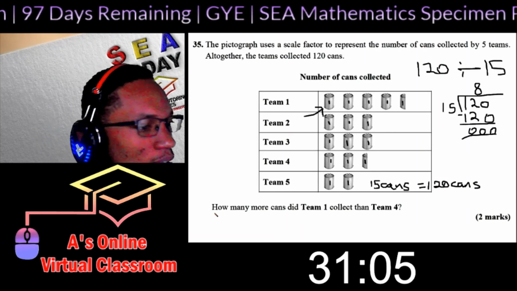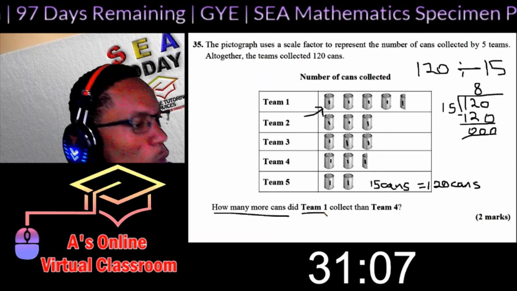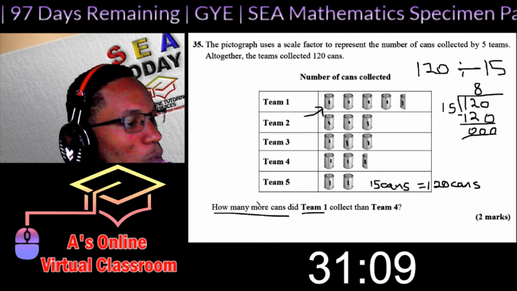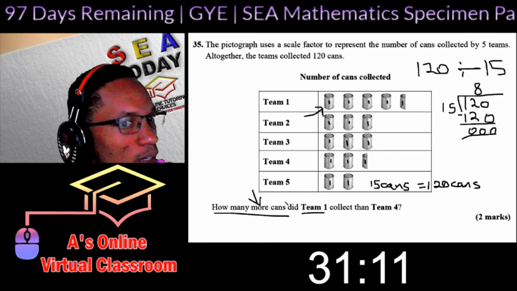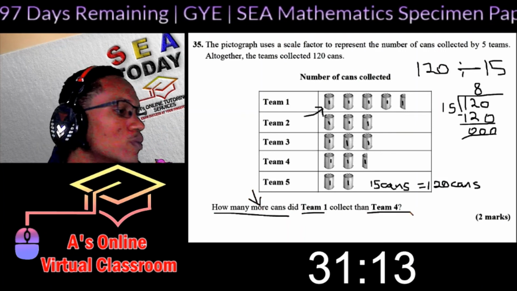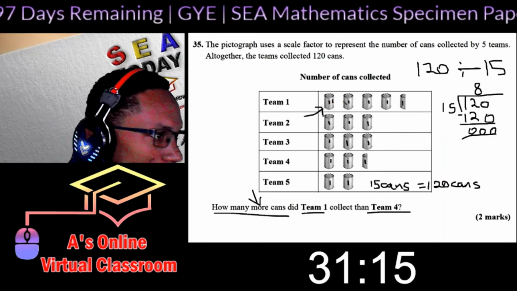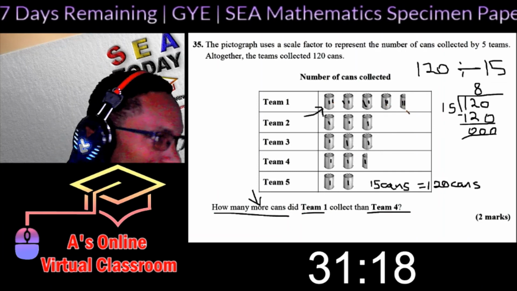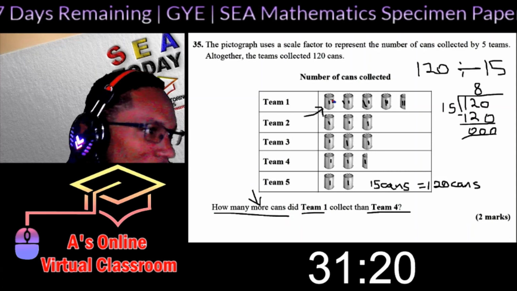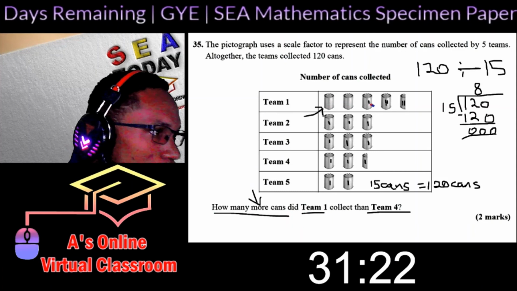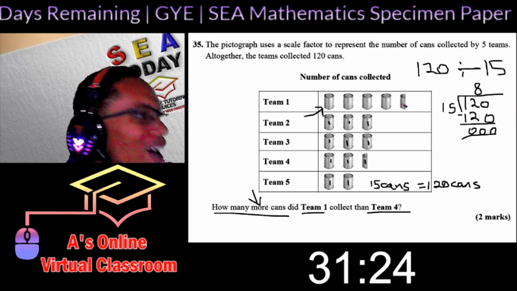So they ask how many more cans did team 1 collect than team 4. So team 1 have 1, 2, 3, 4, 5. Sorry. Team 1 have 1, 2, 3, 4 and a half cans.